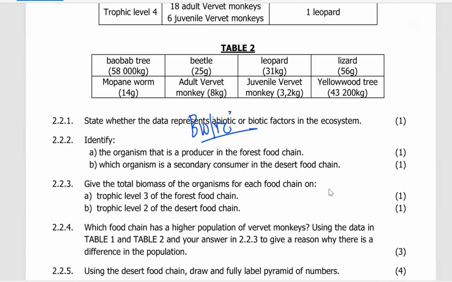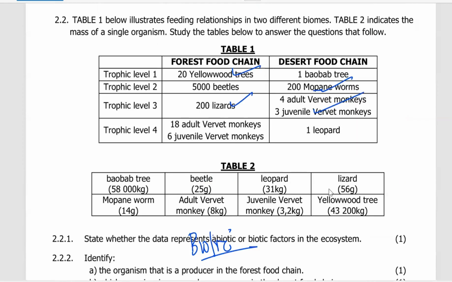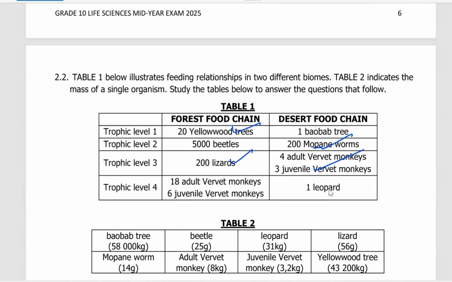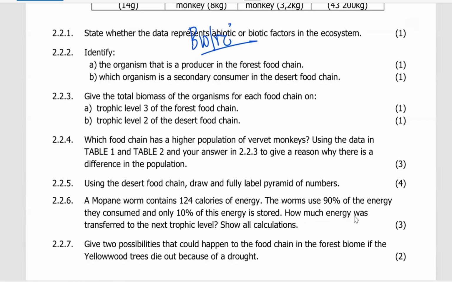So if it was sun temperature, it would have been abiotic. The organism that is the producer in the forest chain. So which organism is the producer in the forest chain? We see that this is the forest chain. We see the trees, beetles, lizards, and then monkeys. So it becomes yellow wood trees. Those are the producers in the forest. So that's why you get it here.